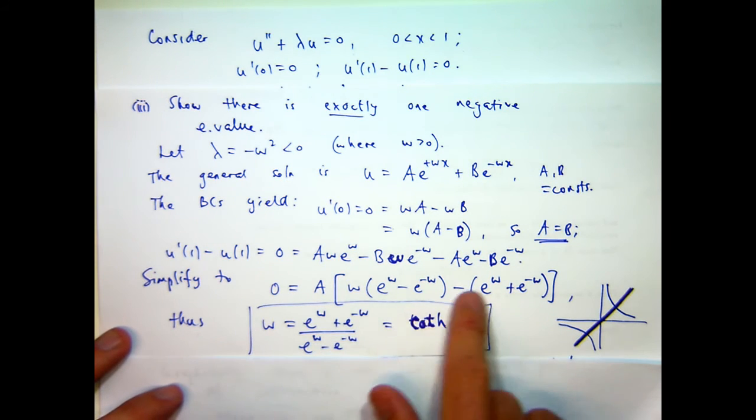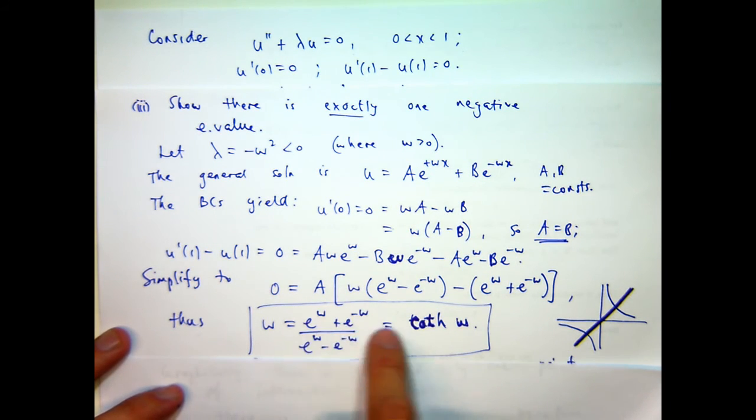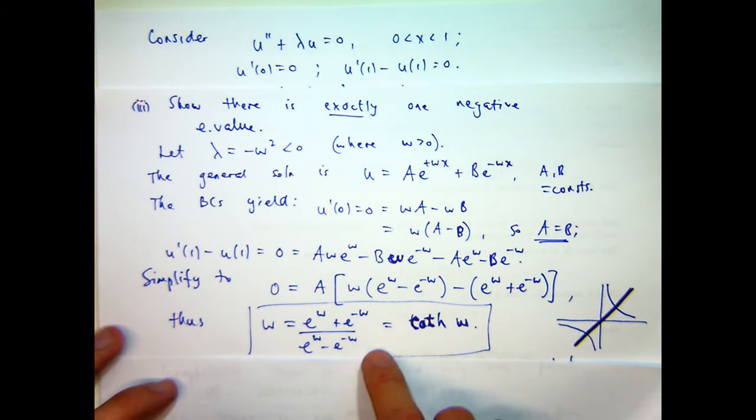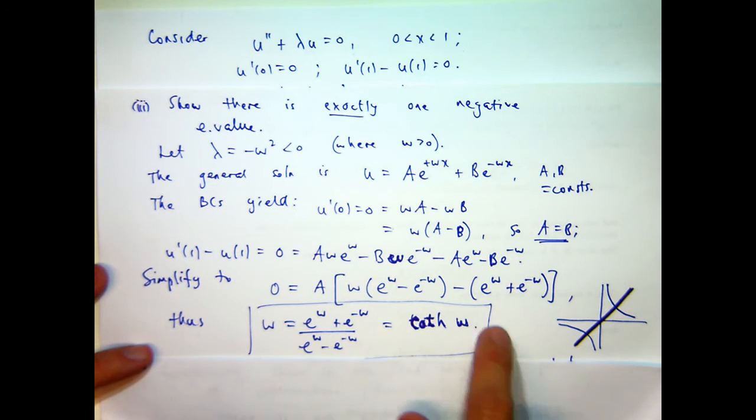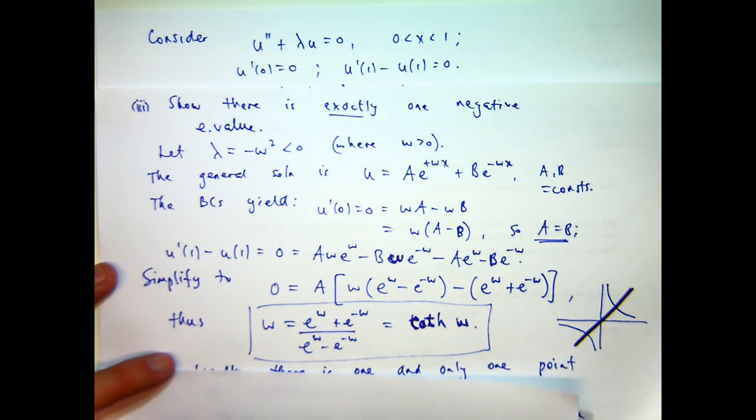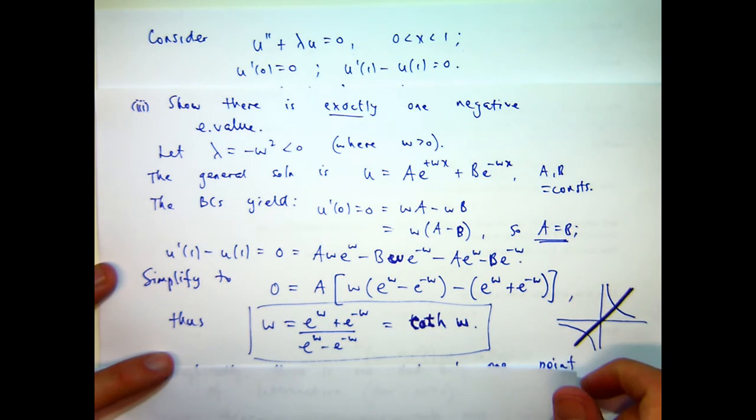And I can rearrange that. Now this here is hyperbolic cot. So essentially this is the equation that we're interested in. And on the right hand side, I've drawn the graph just very roughly. The graph of hyperbolic cot, and here's the graph, say y equals omega or something like that.